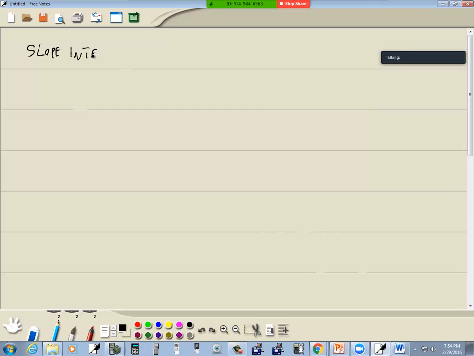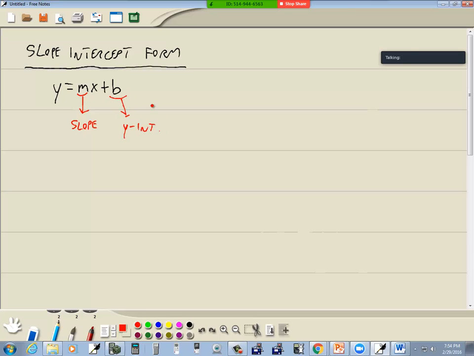So, slope-intercept form. You'll see this written different ways in different books. Some will say y is equal to mx plus b. Now if you have it in this form, m is your slope, and b is your y-intercept. That's where the slope-intercept form name comes from.